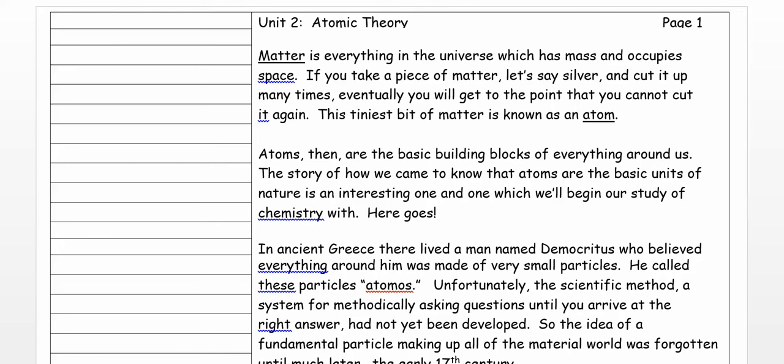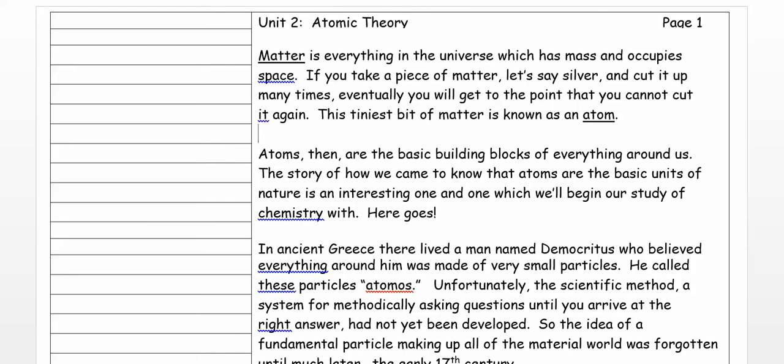It says matter is everything in the universe which has mass and occupies space. So that's the criterion, right? If you take a piece of matter, let's say it's silver, and you cut it up again and again and again many times, eventually you get to the point you can't cut it anymore. It doesn't matter how refined the instrument that you use to cut. The fact of the matter is you're eventually going to get to the point where you just can't make a smaller particle. The tiniest bit of matter is known as the atom.